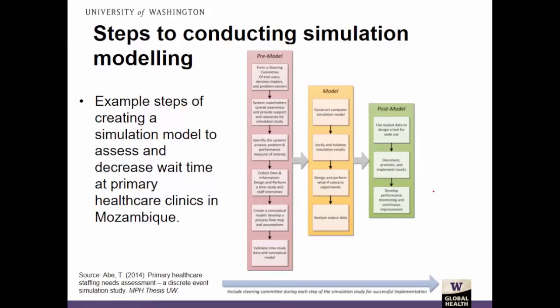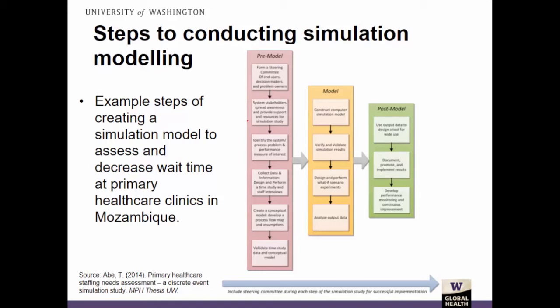So here is an example figure of the steps to conducting a simulation model. There are some key steps to consider before you develop the model, and when you're developing the model, and then post-model. So first, at the top here, you might want to form a steering committee of experts who will help inform how you're going to develop the model. How can you develop a model that faithfully represents the system that you're interested in?